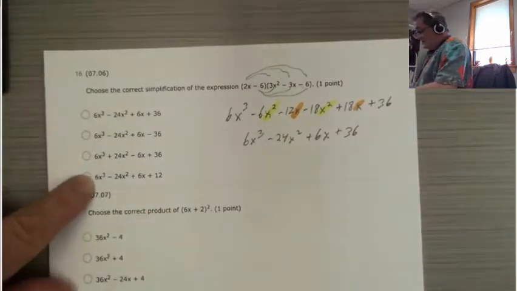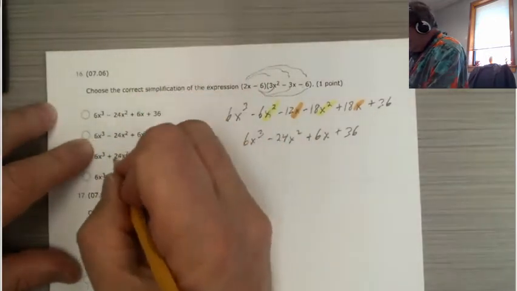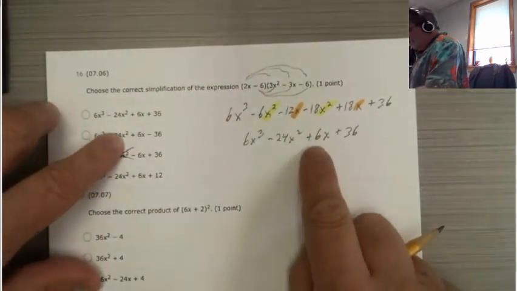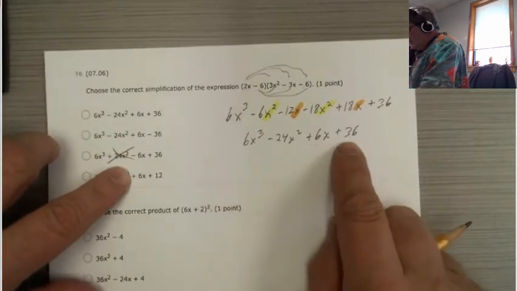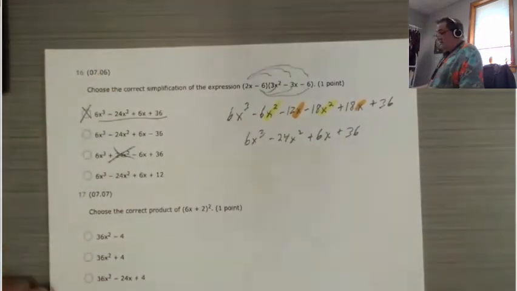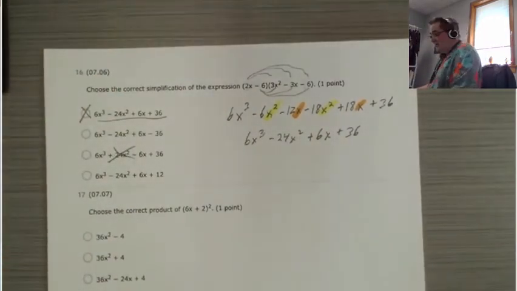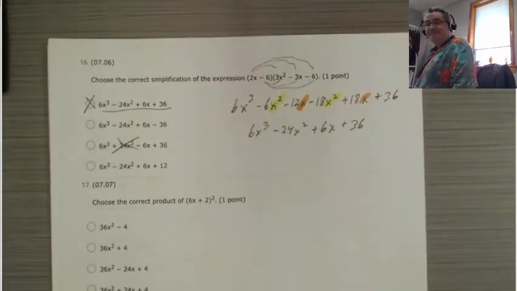So these all have 6x to the third. We expected it to be here. Negative 24x squared, positive 6x, positive 36. There's our answer right there. That's the only one that matched what we had all the way through. These others were close, not quite there.